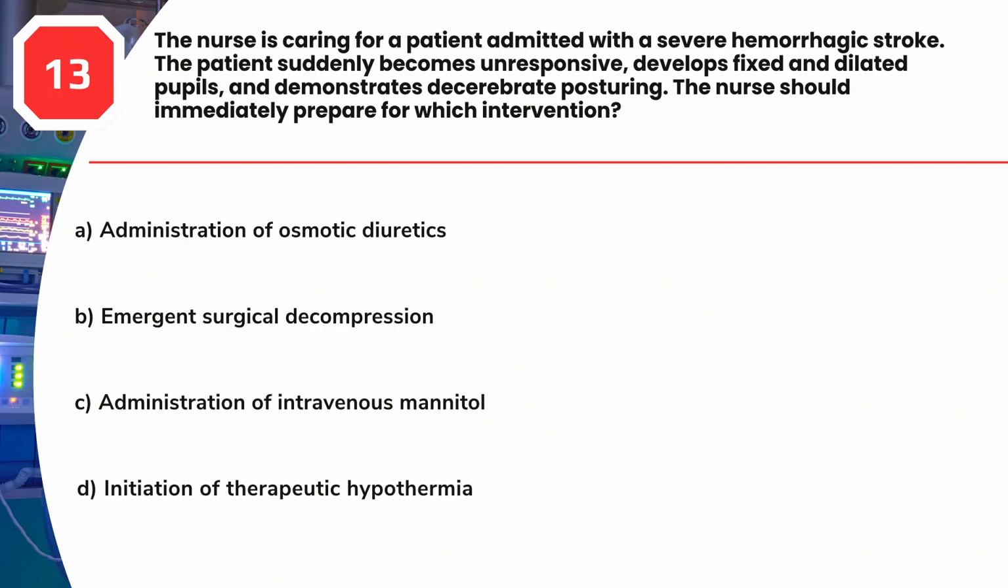Question 13. The nurse is caring for a patient admitted with a severe hemorrhagic stroke. The patient suddenly becomes unresponsive, develops fixed and dilated pupils, and demonstrates decerebrate posturing. The nurse should immediately prepare for which intervention? A. Administration of osmotic diuretics. B. Emergent surgical decompression. C. Administration of intravenous mannitol. D. Initiation of therapeutic hypothermia.